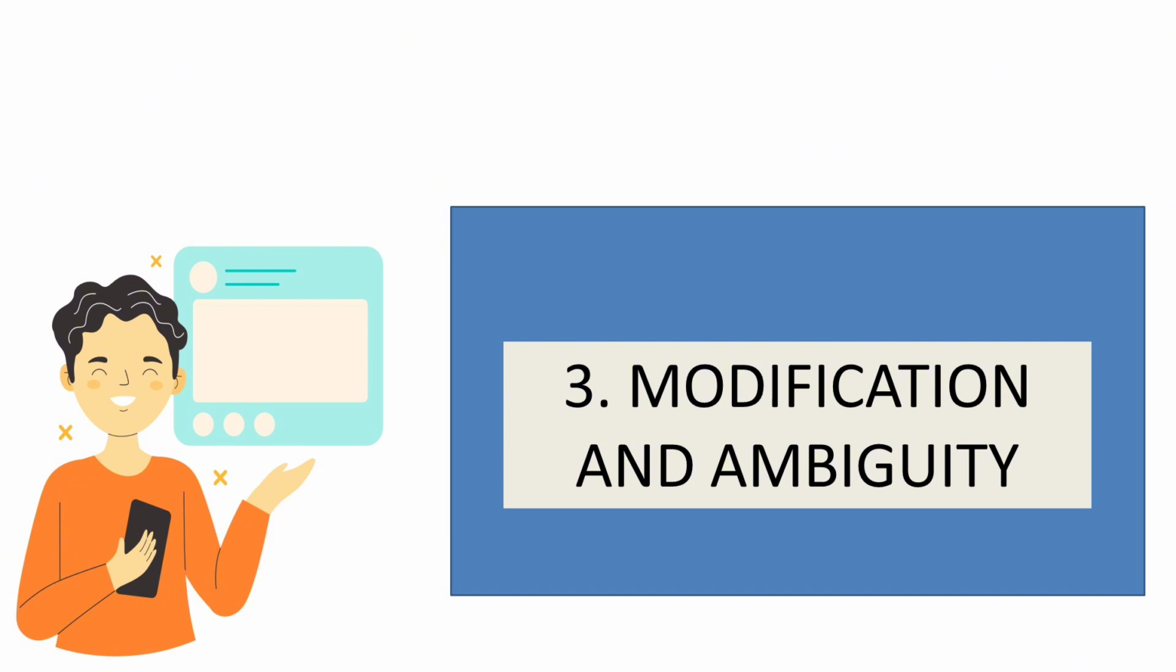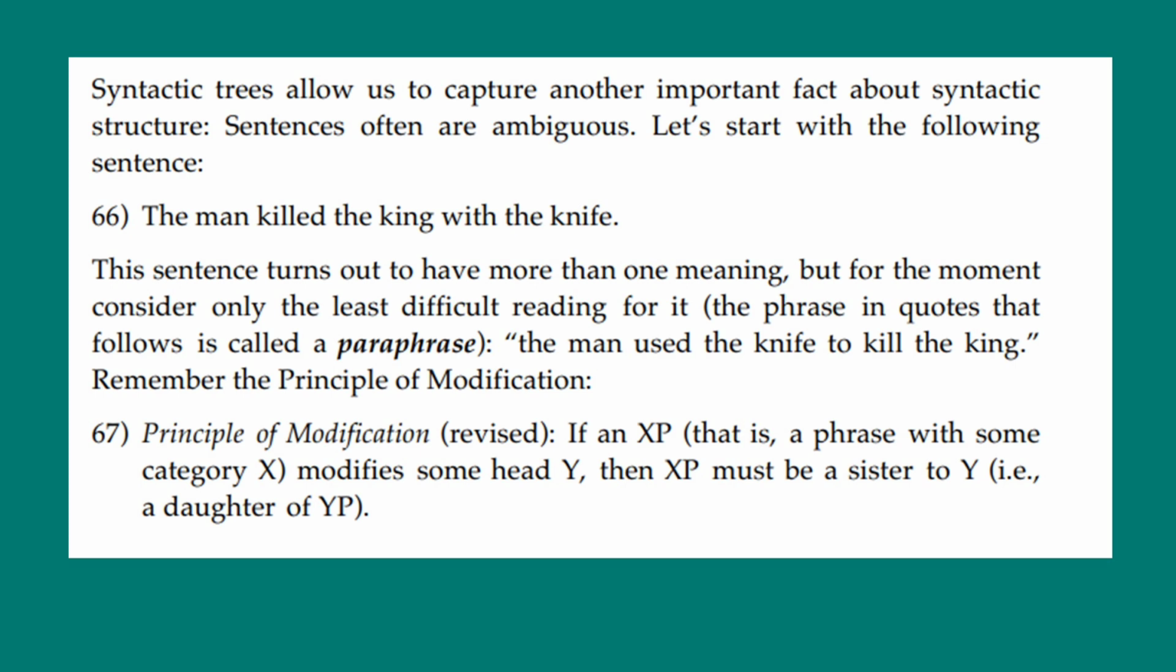Now this time, let's discuss rule number 3 on modification and ambiguity. Syntactic trees allow us to capture another important fact about syntactic structure. Sentences often are ambiguous. Let's start with the following sentence: the man killed the king with the knife. This sentence turns out to have more than one meaning, but for the moment consider only the least difficult reading for it. The phrase in quotes that follows is called a paraphrase: the man used the knife to kill the king.